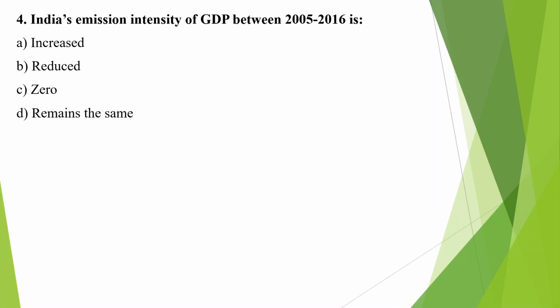Here is the fourth question. India's emission intensity of GDP between 2005 to 2016 is, what do you think? This question we have discussed in a sample problem as well as a similar question. So from 2005 to 2016, whether India's emission intensity has increased or reduced or is zero or remains the same.